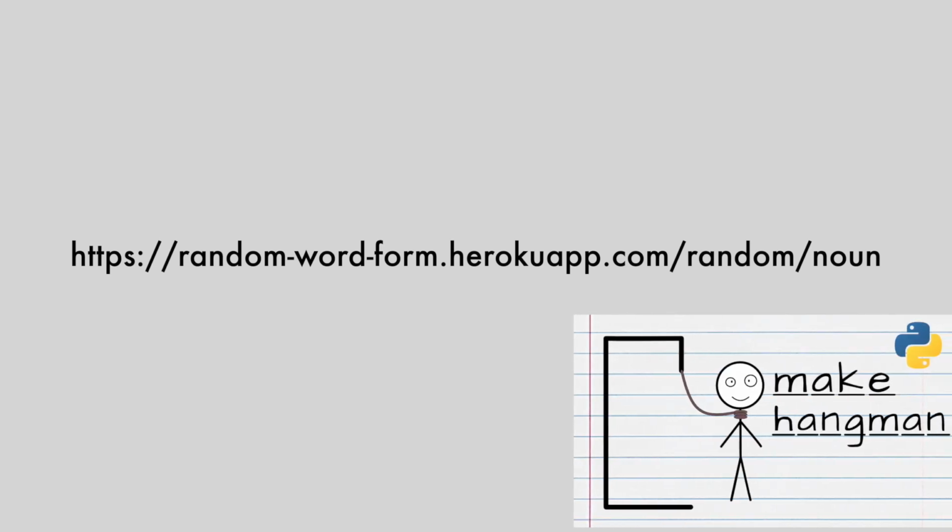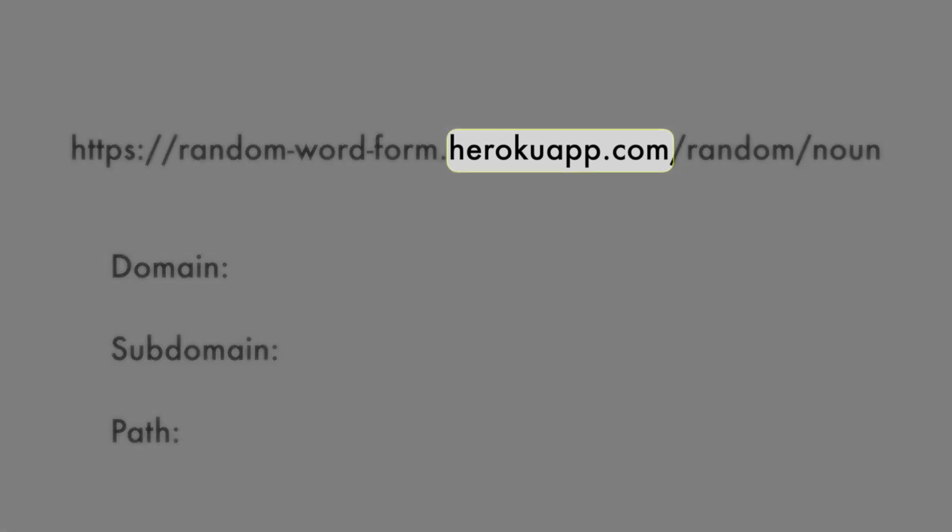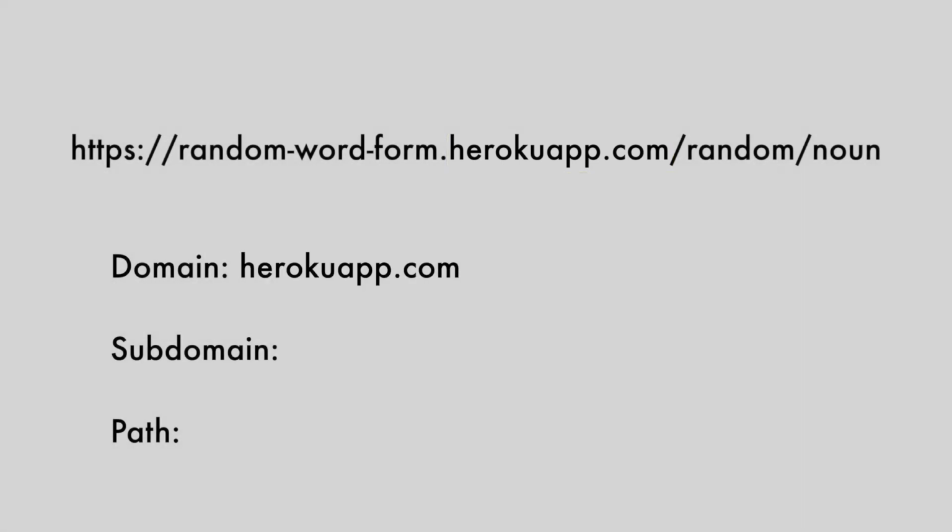Now, a URL also has some unique parts to it. Let's look at the API we used for the Hangman game we made in this video. So this URL is https://random-word-form.herokuapp.com/random/noun. This URL has three main parts to it: a domain, a subdomain, and a path. The domain is the part you know the most. It's the main word you'd say for the website, like Google or YouTube, or in this case, herokuapp.